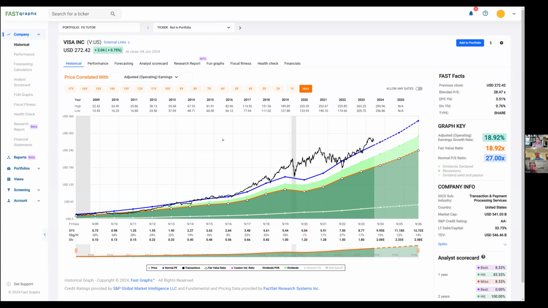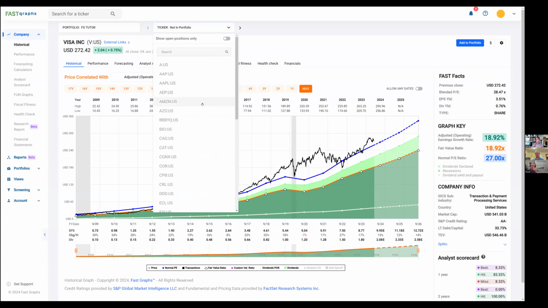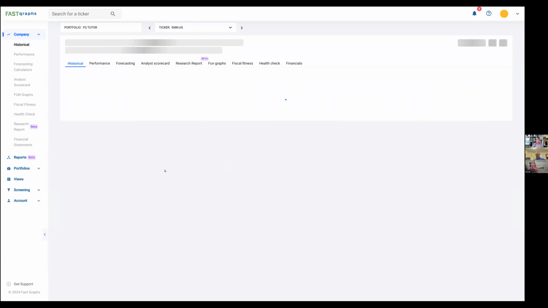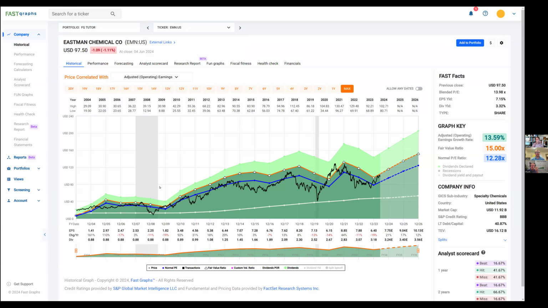So that's some more insights into the power and the value of the historical FAST Graphs. You could just recognize companies and see all these different kinds of companies, and how the market has valued them. Again, look at another cyclical like Eastman Chemical, and see how the price tracks that and make a decision of whether or not you want to buy it or not.